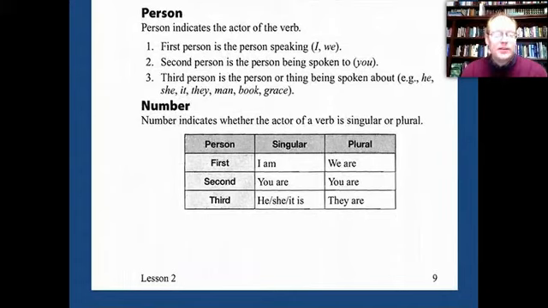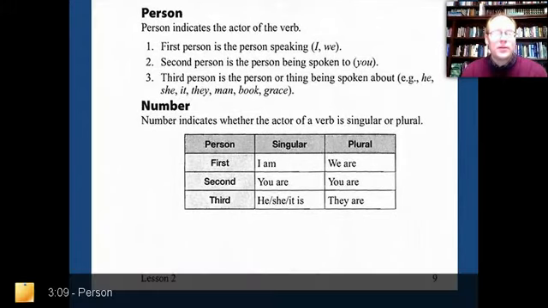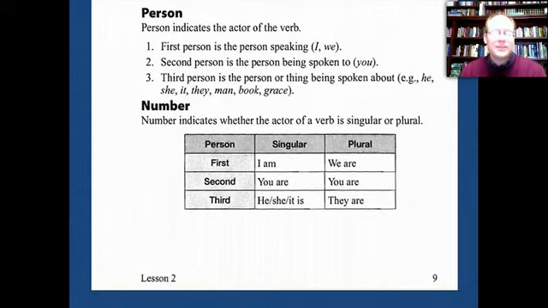So, we've seen tense, voice, and mood. Now we come to the fourth characteristic of verbs, and that is person. Person indicates the actor of the verb. First person is I, or in the plural, we. Second person is you. And the third person is he, she, it, they, man, book. Any noun that functions as the subject of a verb is in the third person. So we've been using third-person verbs.